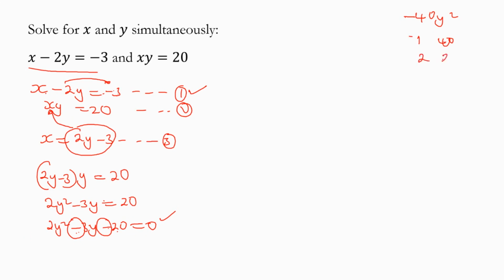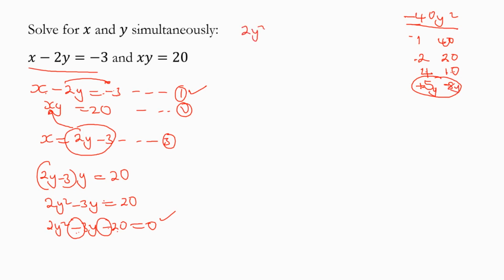We have 2 and 20. This combination cannot give us a 3. We have 4 and 10. This combination cannot give us a 3. And then we have 5 and 8. See, this combination can give us a 3 if 8 is negative and 5 is positive. Negative 8 times 5 is negative 40, and then negative 8 plus 5 is negative 3. Remember, we're looking for the factors of negative 40y squared. So it should be positive 5y and negative 8y.